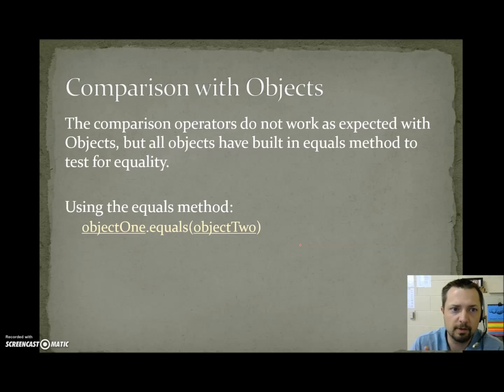Comparison with objects. The comparison operators do not work as expected with objects, but all objects have built-in equals methods to test for equality. The format for using the equals method is object1 dot equals object2. We'll see some examples of that on the next slide. We will go into how the comparison operators work with objects in later chapters. So just know that if you're comparing two strings, you should not be using equal equal or not equal.